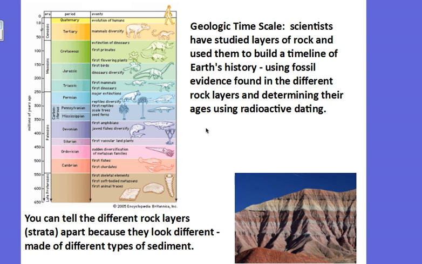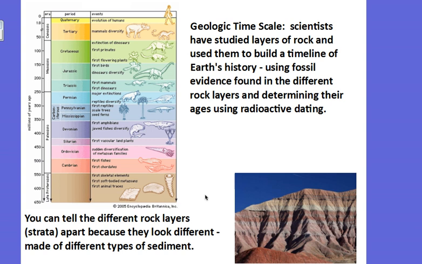So again, geologic time scale, scientists have studied layers of rock and they used them to build a timeline. And I know I showed this picture before with fossil record, but there's a lot of overlap between geologic time scale and fossil record. So using fossil evidence found in the different rock layers and determining their ages using radioactive dating, they can build this history of Earth.